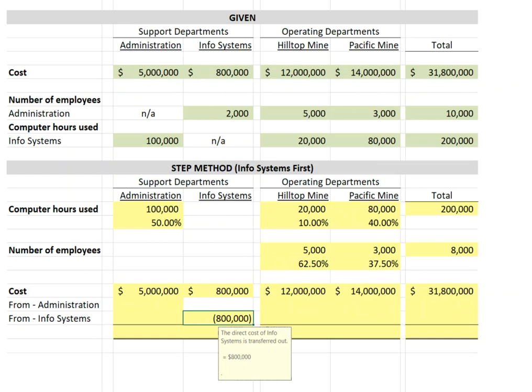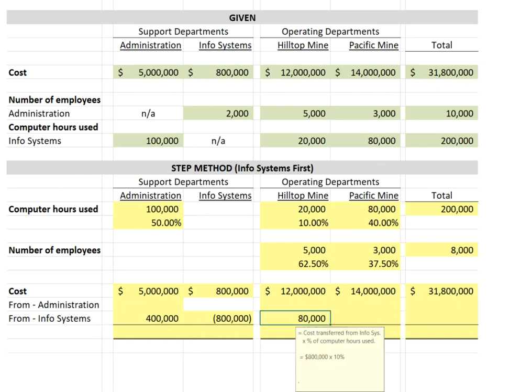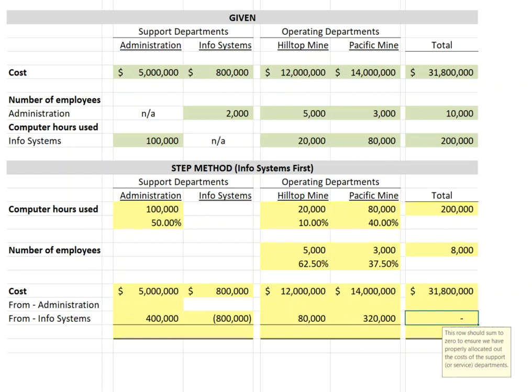So let's begin by closing out the Information Systems Department. We have 800,000 in direct costs, and we need to transfer that direct cost out. We were told that 50% of that $800,000, or 400,000, we will charge to Admin Department. 10% of the cost, or $80,000, will be charged to the Hilltop Mine. And 800,000 times 40%, or 320,000 of the cost, will be charged to the Pacific Mine. Again, we want to make sure our row sums to zero to ensure we've allocated out all the cost and haven't allocated out too much.